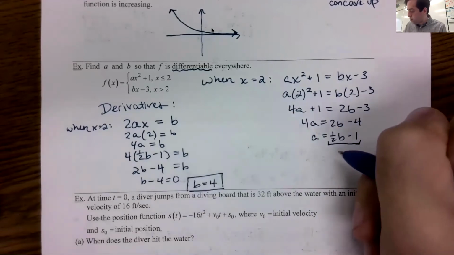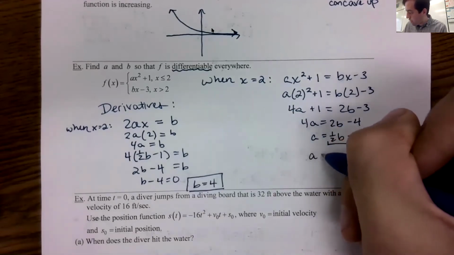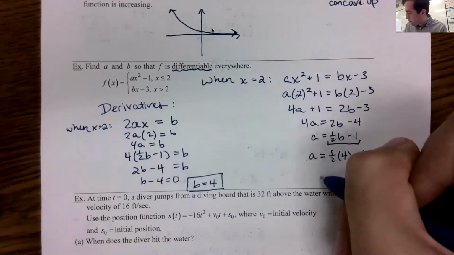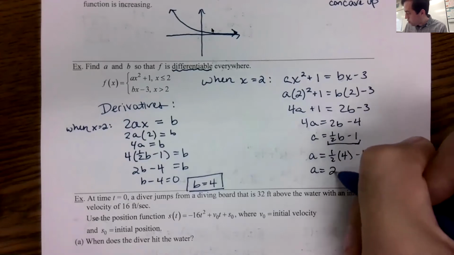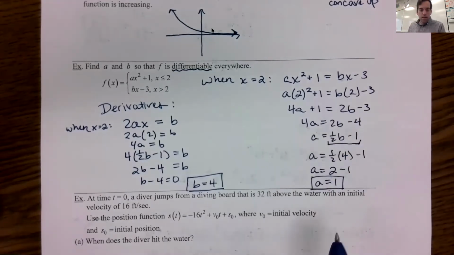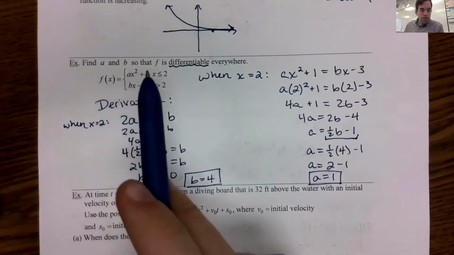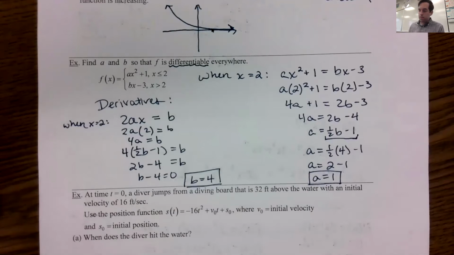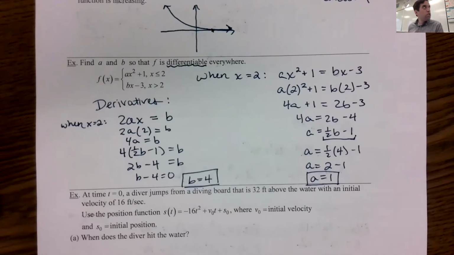And then over here, I'm going to plug in 4 for b to see what I get for a. So a equals 2 minus 1. So a is 1. So we got an a and a b so that the function was continuous and differentiable. All right. A little bit of a trickier question there. Let's keep going.